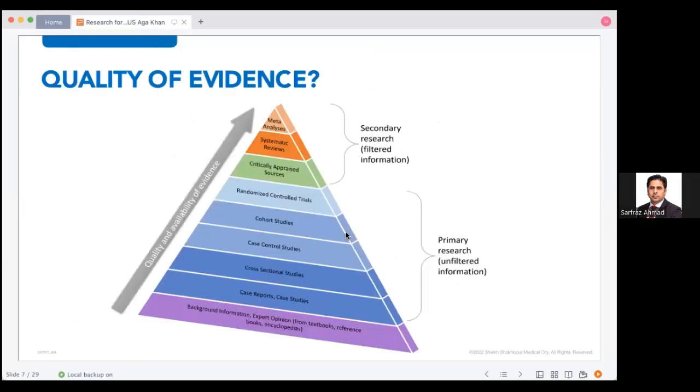So if we talk about the evidence, we know that this is a pyramid which shows how strong the evidence is on the basis of research. On the top, we have secondary research, which is the meta-analysis and systematic review. But the core of this top is made by the primary research, which is basically unfiltered data we gather from case control studies, cohort studies and randomized trials. That data is then compiled together and critically analyzed to present in terms of systematic review or meta-analysis, which give us the strongest evidence. So this pyramid needs to be remembered when you're starting your research projects. You should know which part of this pyramid you fall in so that you know the strength of your study.